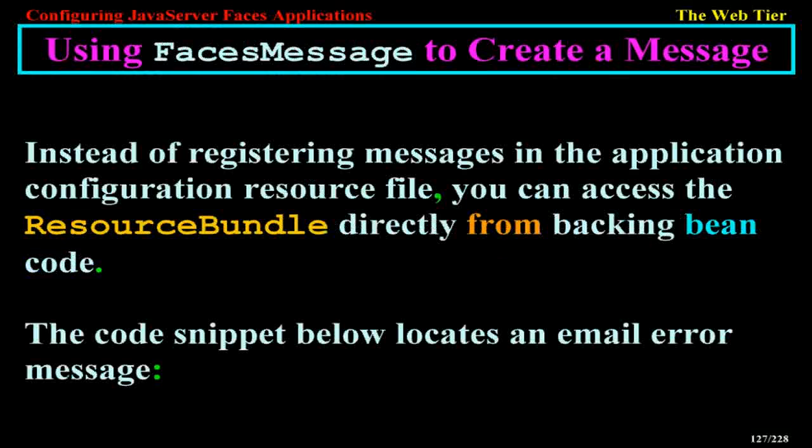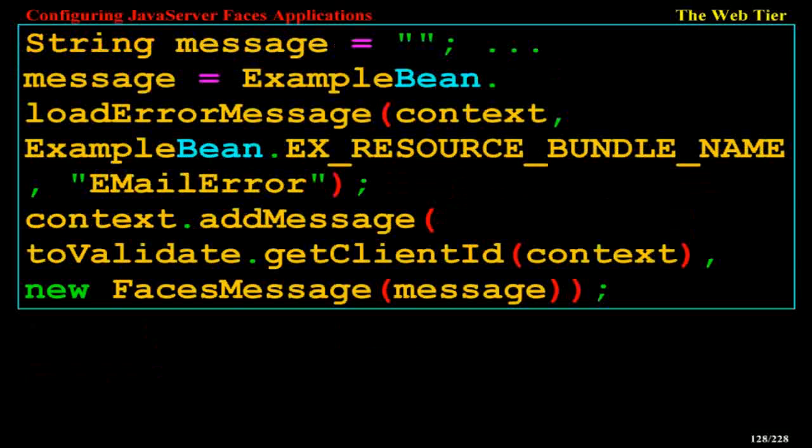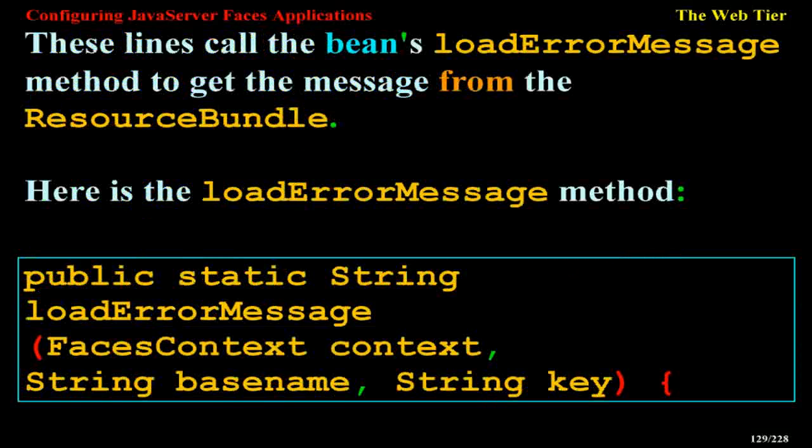Instead of registering messages in the application configuration resource file, you can access the resource bundle directly from code. The code snippet below locates an email error message: String message = ExampleBean.loadErrorMessage(context, ExampleBean.RESOURCE_BUNDLE_NAME, "emailError"); context.addMessage(toValidate.getClientId(context), new FacesMessage(message)). These lines call the bean's loadErrorMessage method to get the message from the resource bundle. Here is the loadErrorMessage method.